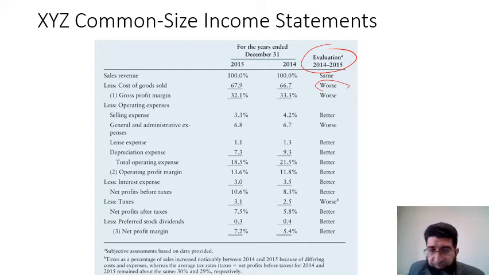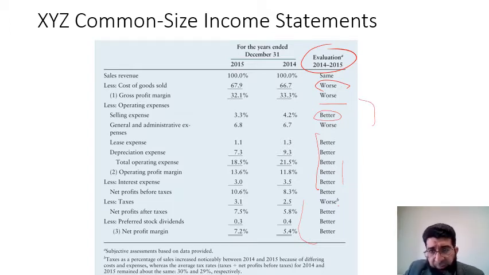And then we have gross profit. It's worse. Although selling expense improved, maybe because of the large number of sales, they got certain efficiency in this area. And then you can see other items are better, for instance the lease expense, depreciation expense, operating margins, etc. Less interest expense improved, and so on. So overall, the firm has done well, apart from cost of goods sold or the general administrative expenses.